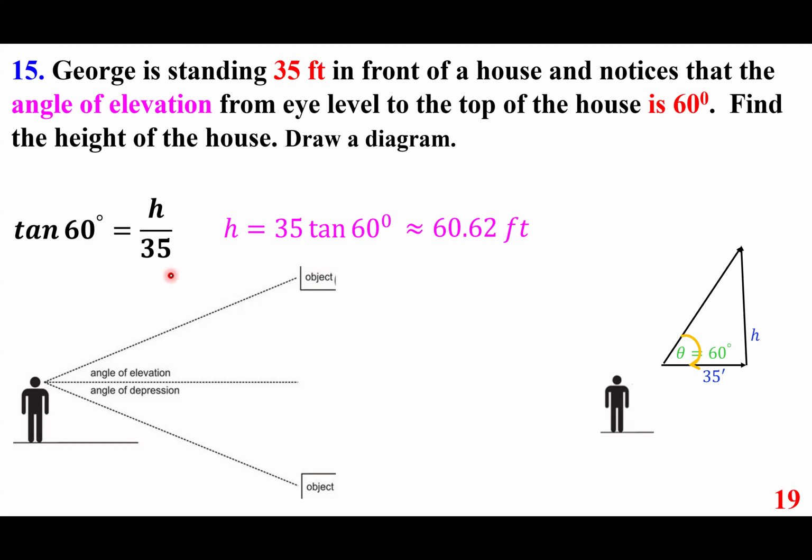By the way, note the height of the person. In this case, George is not given, so that means this is the bottom of the house anyways. Otherwise, they would give it to you, and then the height will be added to h in case the house is down here. Okay.